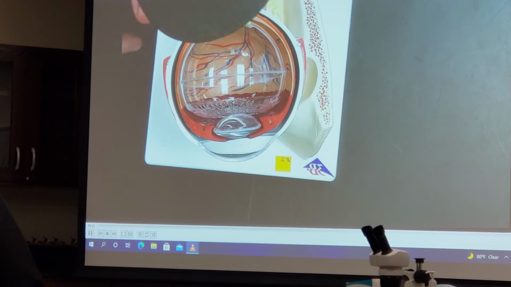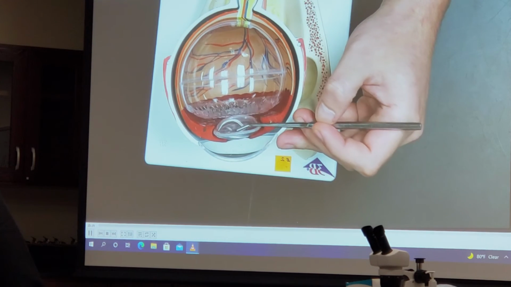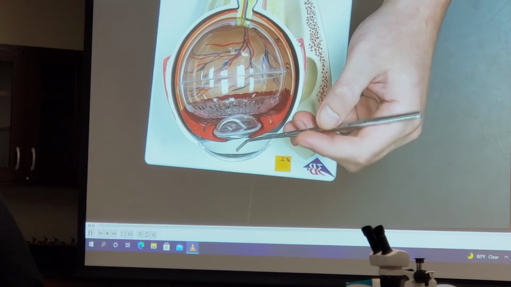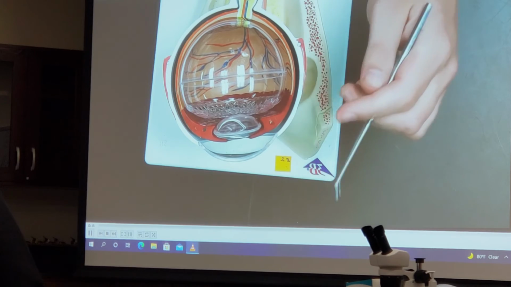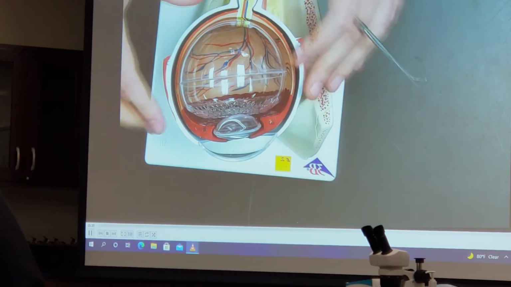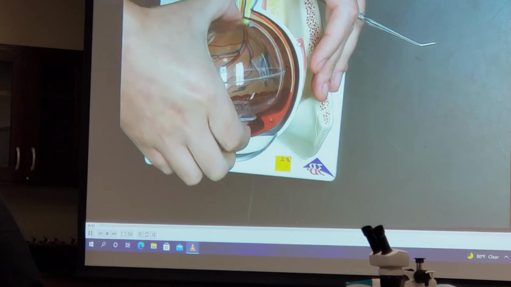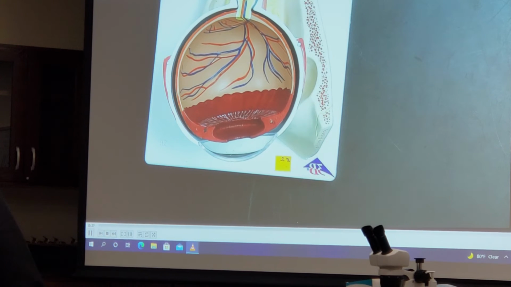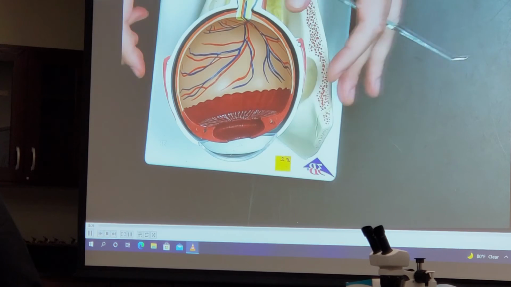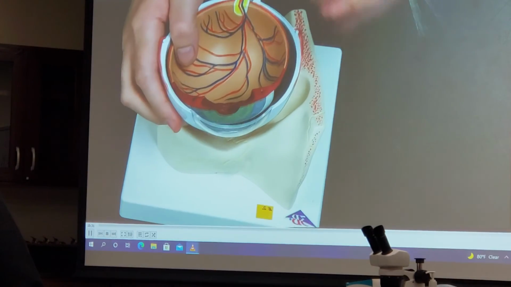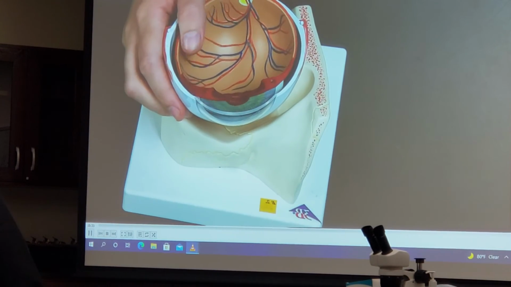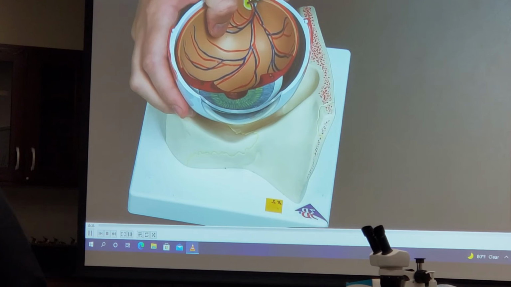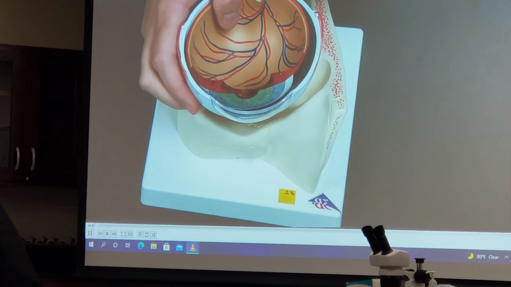Here's the lens. And on the posterior aspect of the eye, we can see the optic disc. And that's going to be where all the axons from the ganglion cells in the retina are going to exit and form the optic nerve.